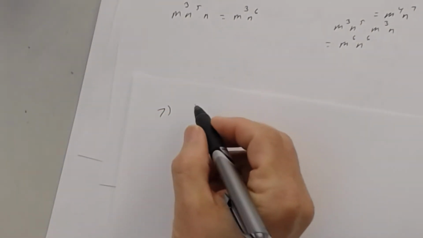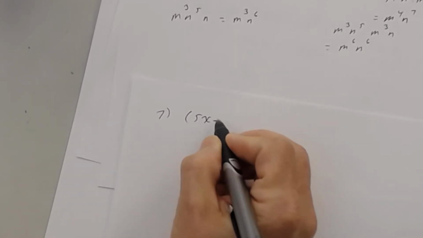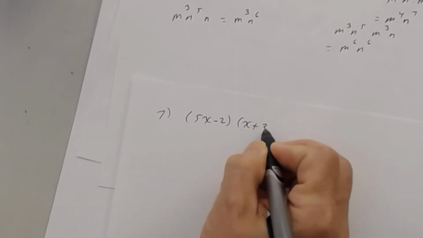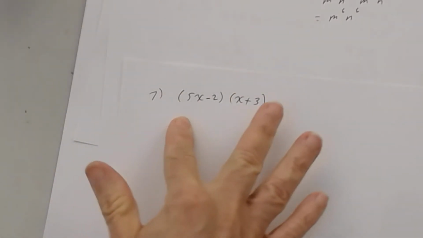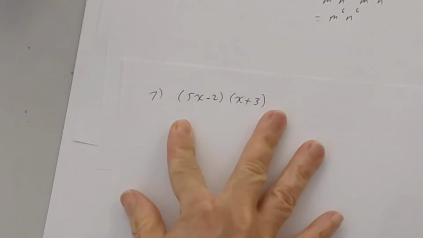What if you had this? You remember how to do this? Still multiplying. You have 5x minus 2 times x plus 3. So you no longer have a polynomial being multiplied by a monomial. You have a polynomial, one or more, being multiplied by a polynomial. But what do you notice about those two polynomials? There's a special name for them. Do you remember? They're binomials. Bi means two, right? So you have those two polynomials and they're both binomials.